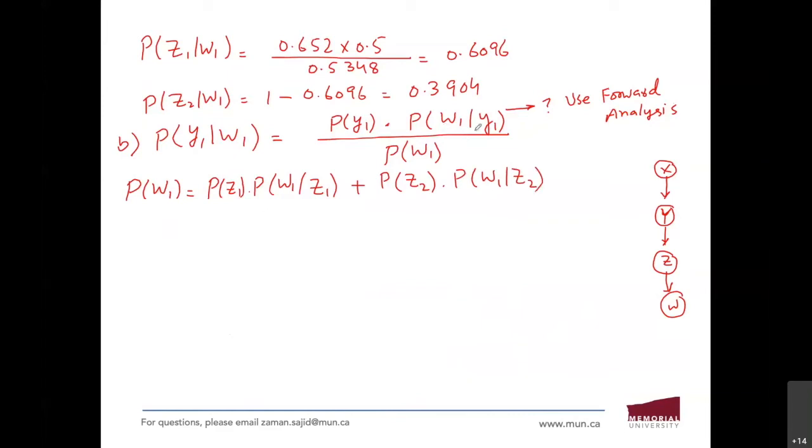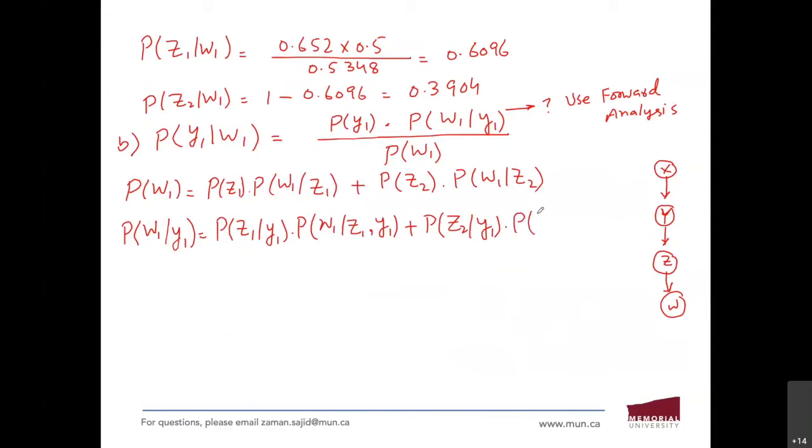Now our objective here is to find out the probability of W1 given that Y1. So this is what we will incorporate here. So this term will become probability of Z1 given that Y1 times the probability of W1 given that Z1 and Y1, plus the probability of Z2 given that Y1 times the probability of W1 given that Z2 and Y1. This is this term here.